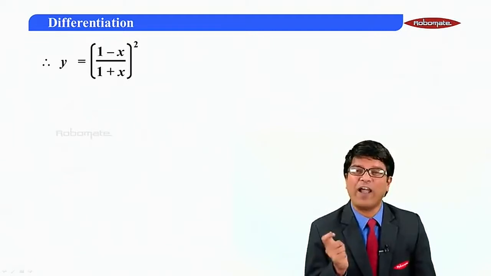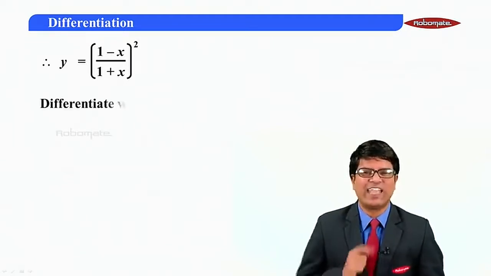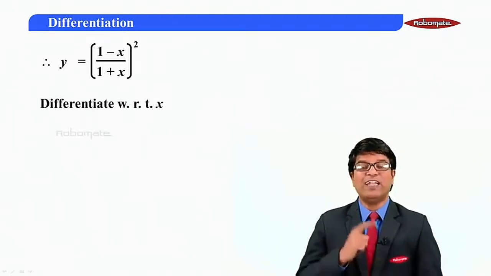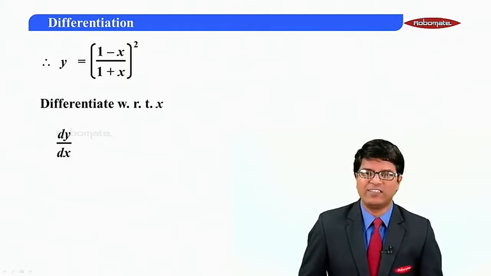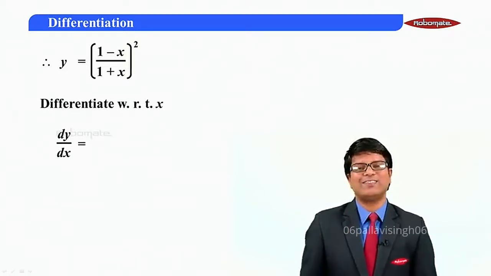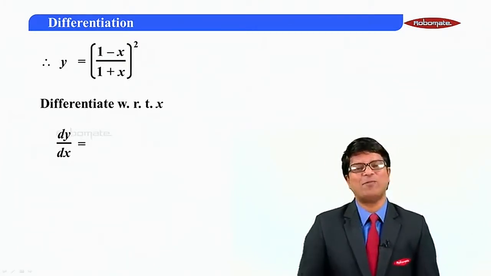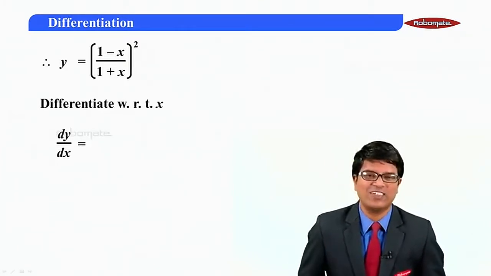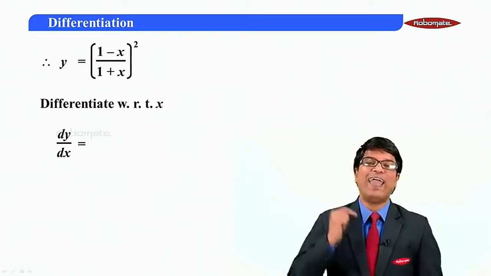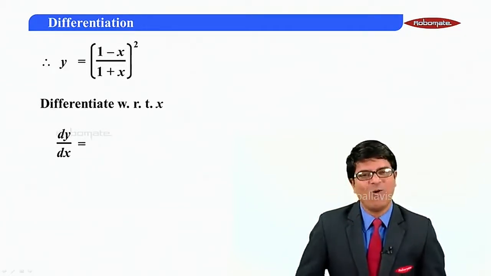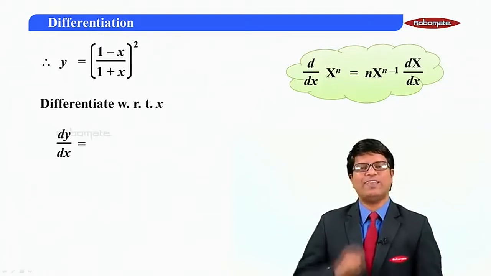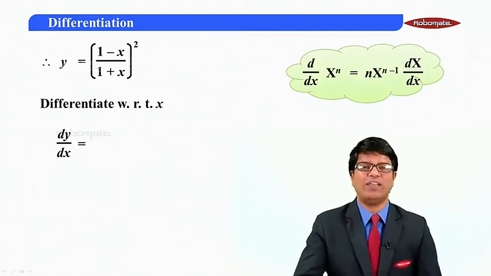Now I got y in terms of x. Can we differentiate with respect to x? Derivative of y, dy by dx, of 1 minus x upon 1 plus x the whole square. Is it a standard or a composite? I say it as composite. To which standard form? X raised to n. What is derivative of x raised to n? N x raised to n minus 1.